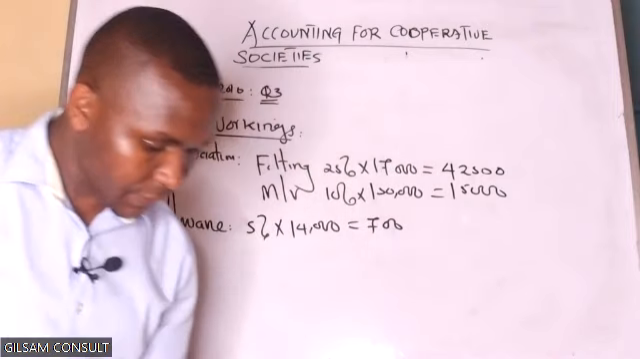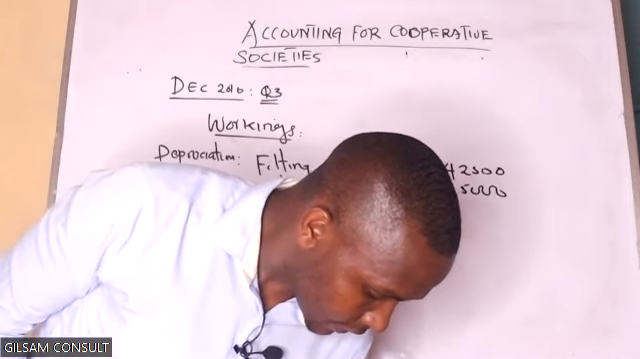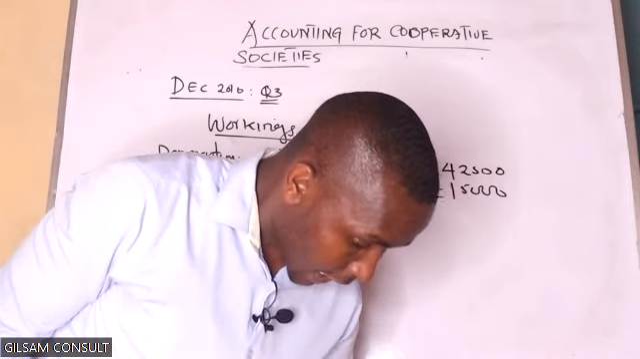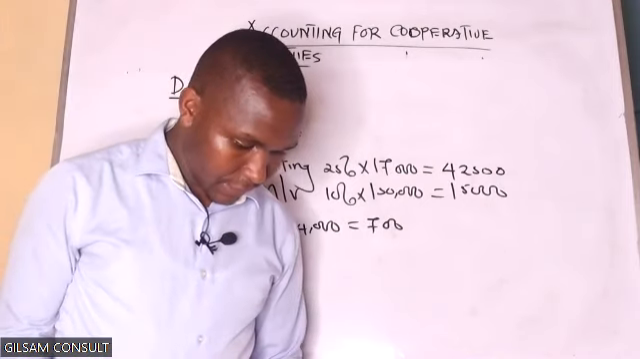You go to proposed dividend, 20% of the ordinary shares. How much are the ordinary shares we have? That is 200,000. 20% of that is 40,000. So that one is very easy.